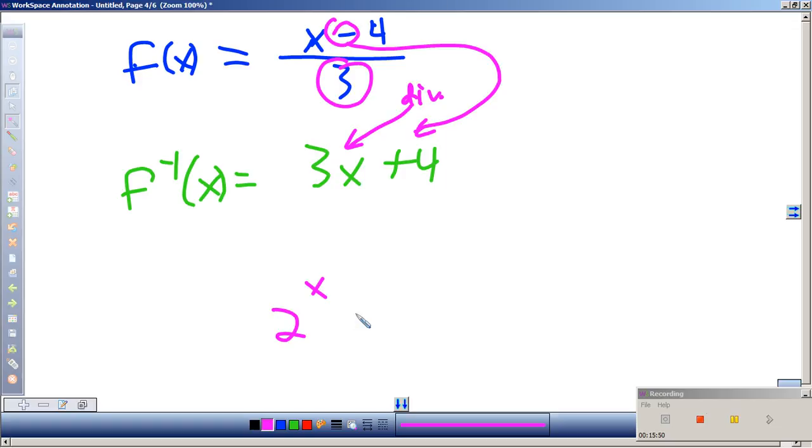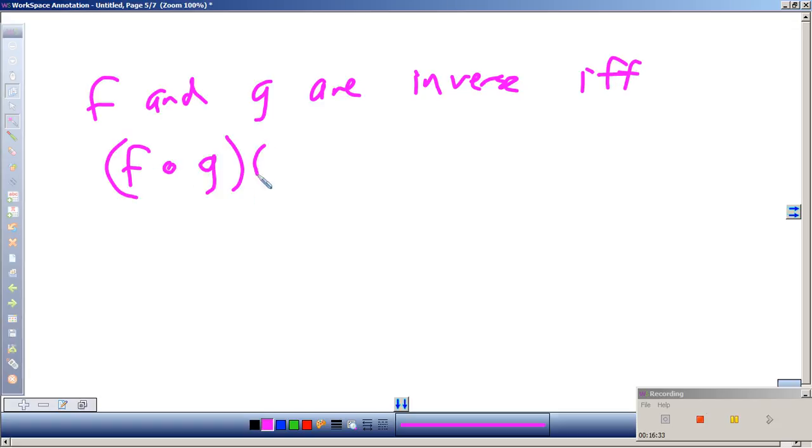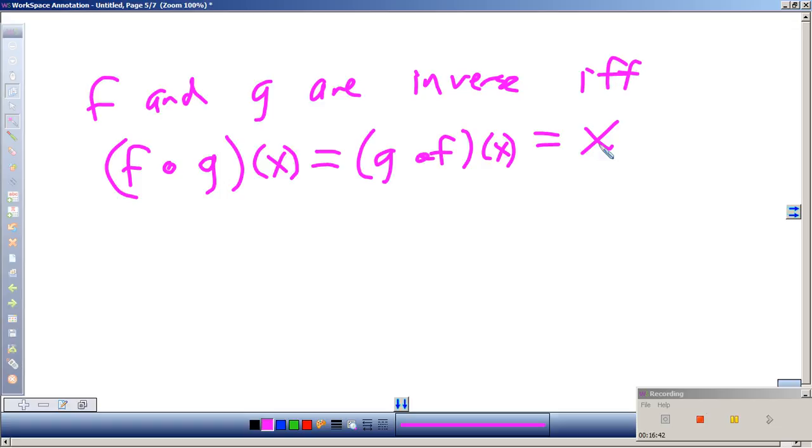Now, one of the uses of inverse is: f and g are inverses if and only if. Everybody's seen that before, right? If and only if. Probably taught in geometry, it may be Algebra 2. f of g of x is equal to g of f of x, which is equal to x. The two functions are inverses if and only if, when you plug them into each other, you get x as an answer.